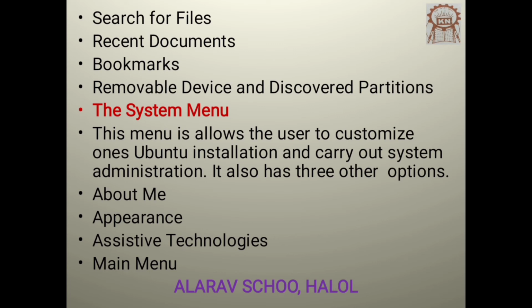Next, the System menu. This menu, shown in figure 7.4, allows the user to customize one's Ubuntu installation and carry out system administration. This menu has two submenus, namely Preferences and Administration. It also has three other options. About Me allows the currently logged in user to view and modify their profile.